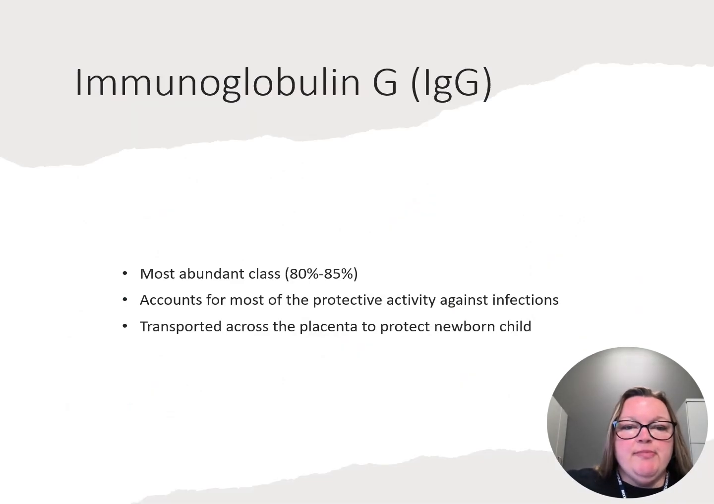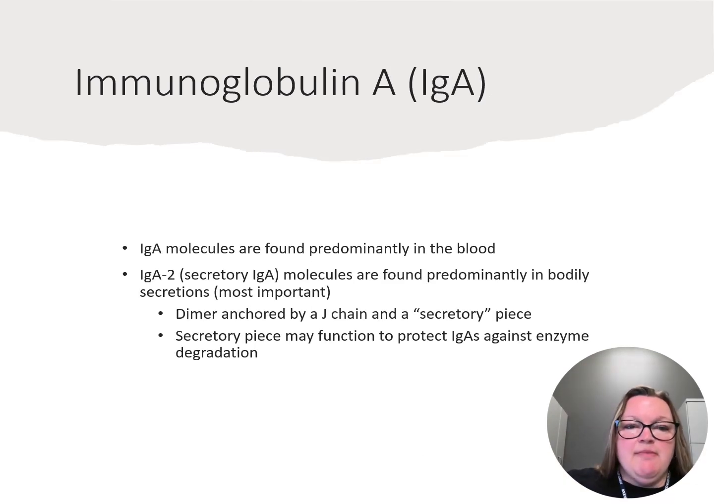Know that the most abundant antibody is IgG. 80 to 85% of our antibodies in the blood are the IgG antibodies. They protect us from most infections. Maternal IgG will cross the placenta and protect the newborn for at least the first 6 months of life. IgA molecules are found in the blood, so know that's where they work to prevent infection. Also know that IgA are specific to bodily secretions.